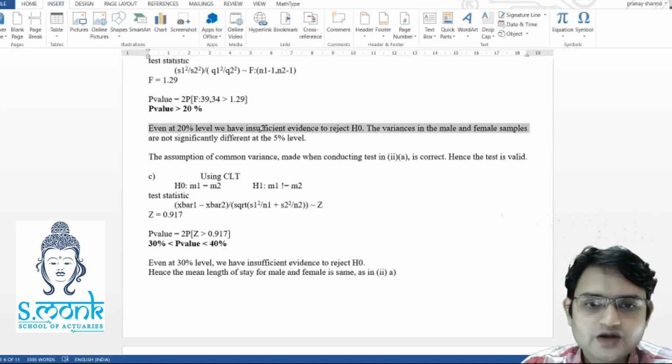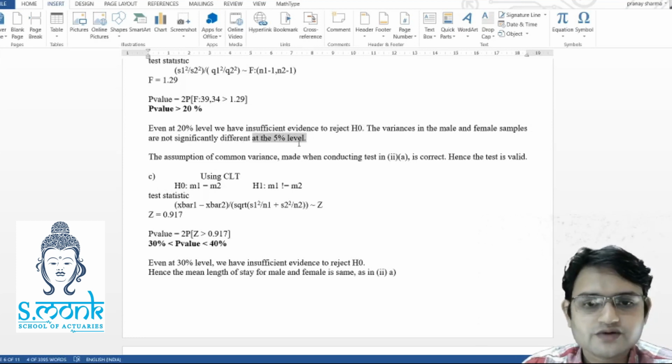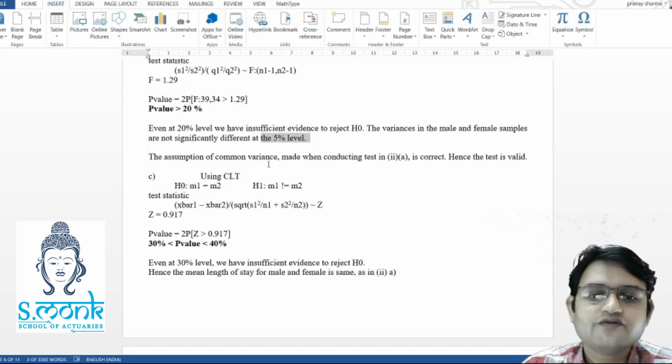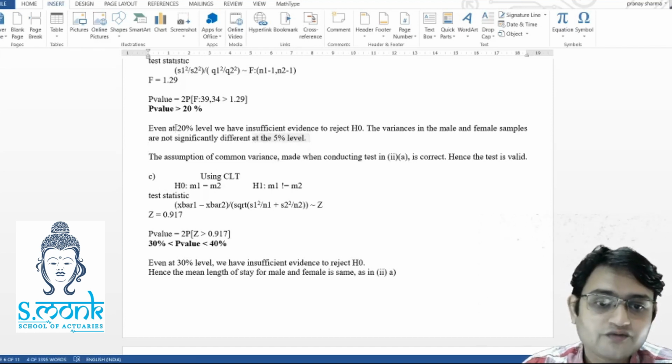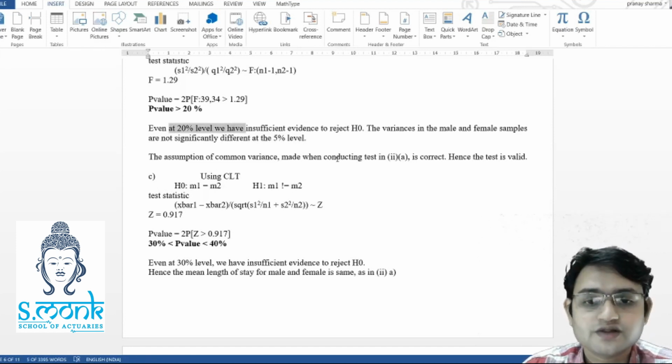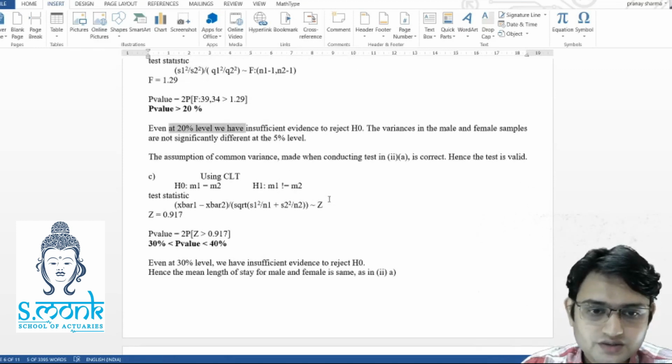So even at 20% significance level, we have insufficient evidence to reject H naught. The variance of the male and the female sample are not significantly different at 5% level, because the question said check it at 5% level. So finally I have answered it at 5% level, but I have said that even at 20% level, we won't be rejecting our H naught.